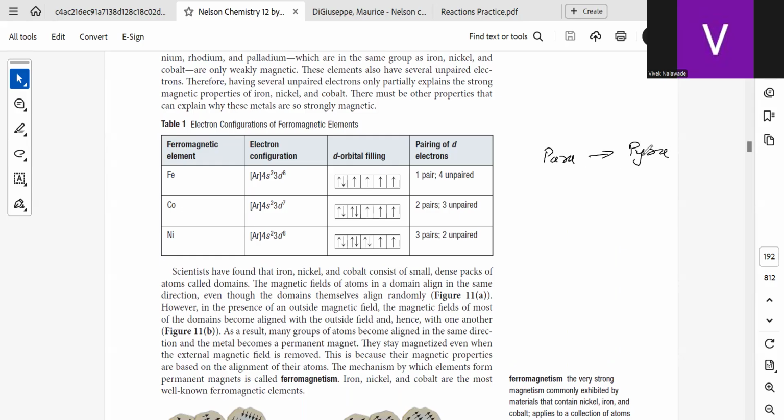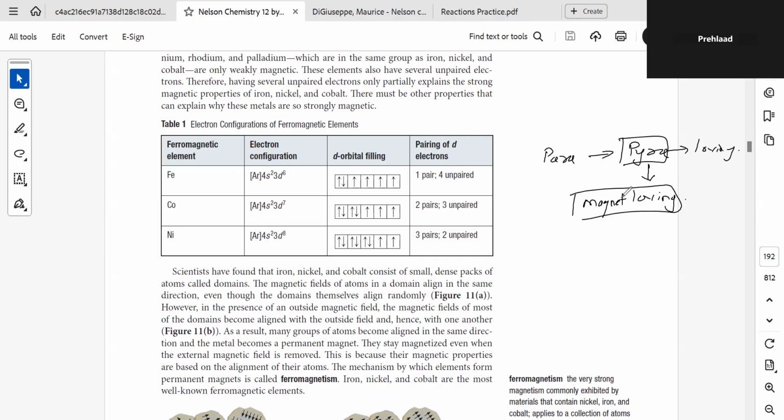Read para as pyara. Pyara means loving, right? So that means if it is a paramagnetic compound, it is magnet loving. If it is magnet loving, it will be attracted towards the magnet. So it is attracted towards the magnet.